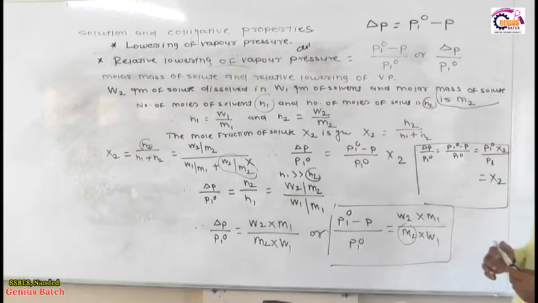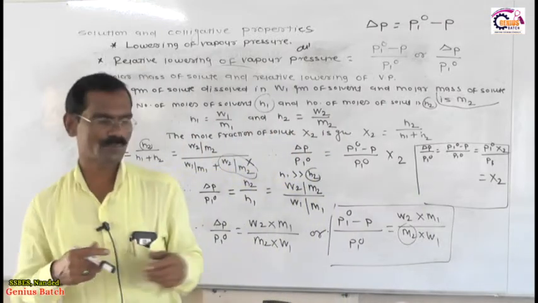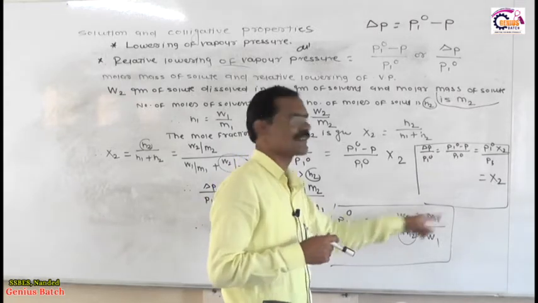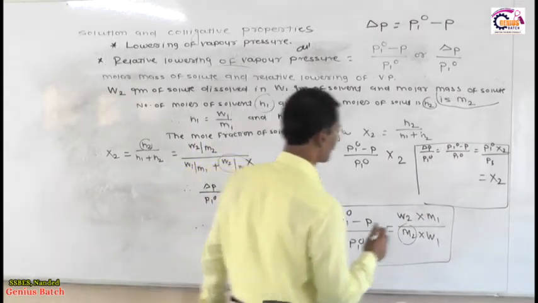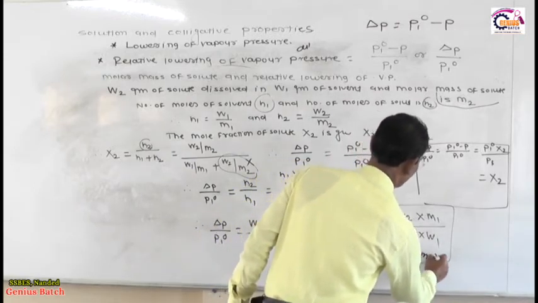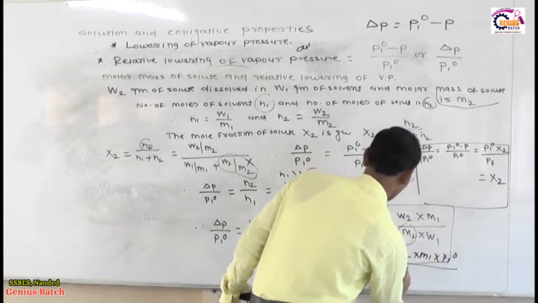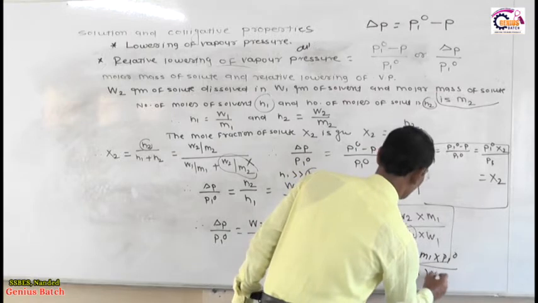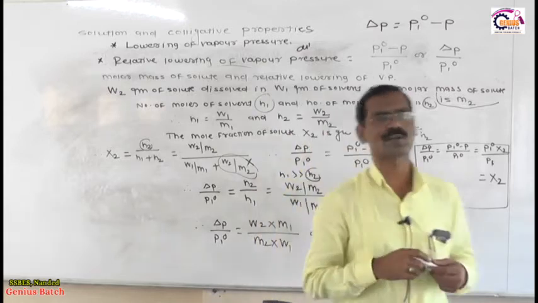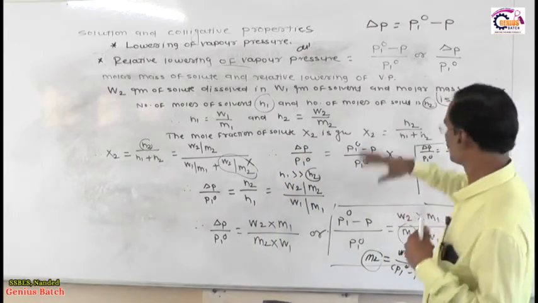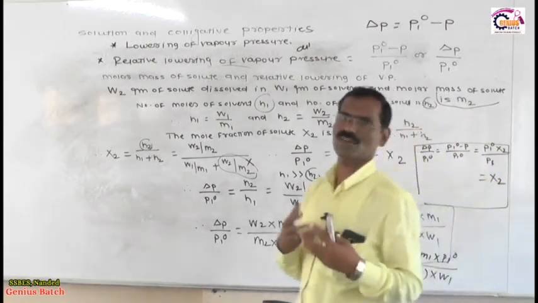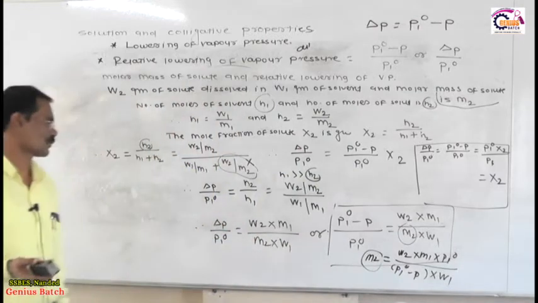By using this equation we successfully calculate the molecular mass of solute, because M2 is equal to, when we put this here, it automatically gives the molar mass of solute. The same equation becomes M2 is equal to W2 into M1 into P10 divided by P10 minus P into W1. This is the way we successfully calculate the molar mass of the solute. I hope you don't have any problem with how to calculate the molar mass of solute. I will give you some problems based on this. Write down all these things in your notebook.